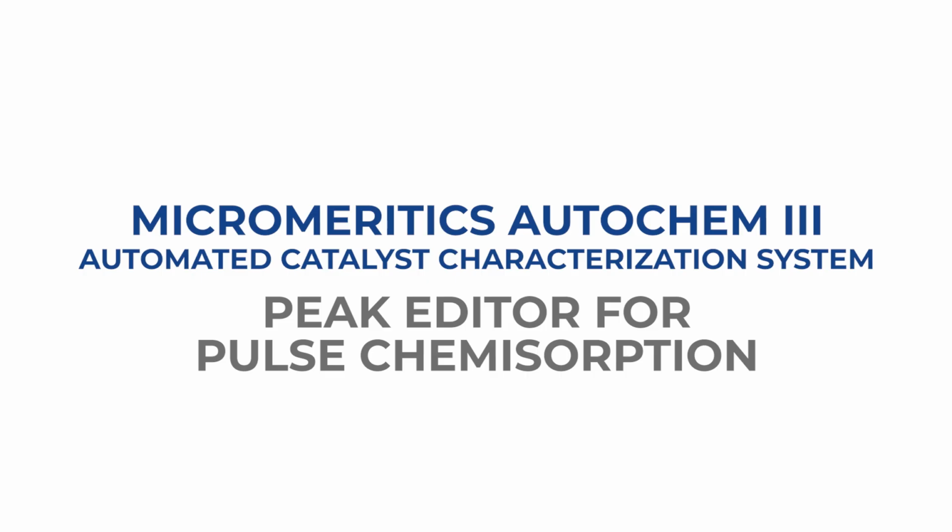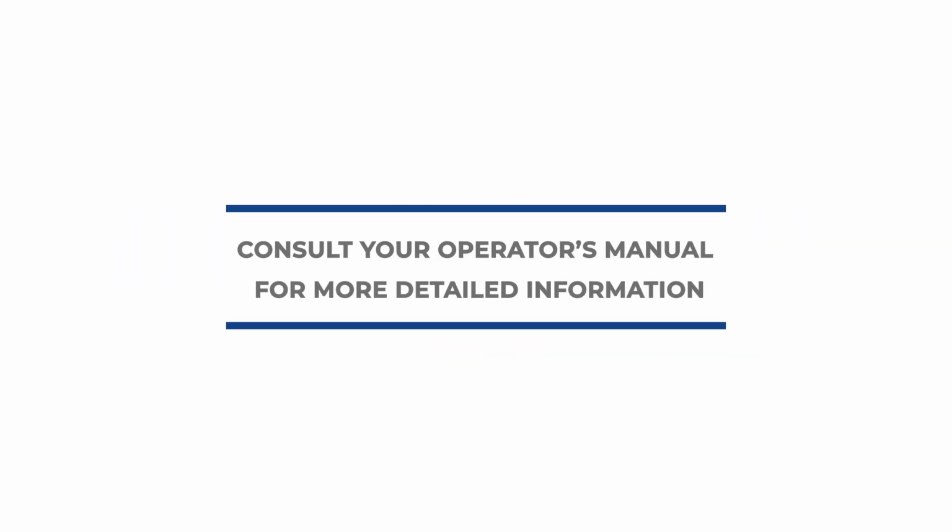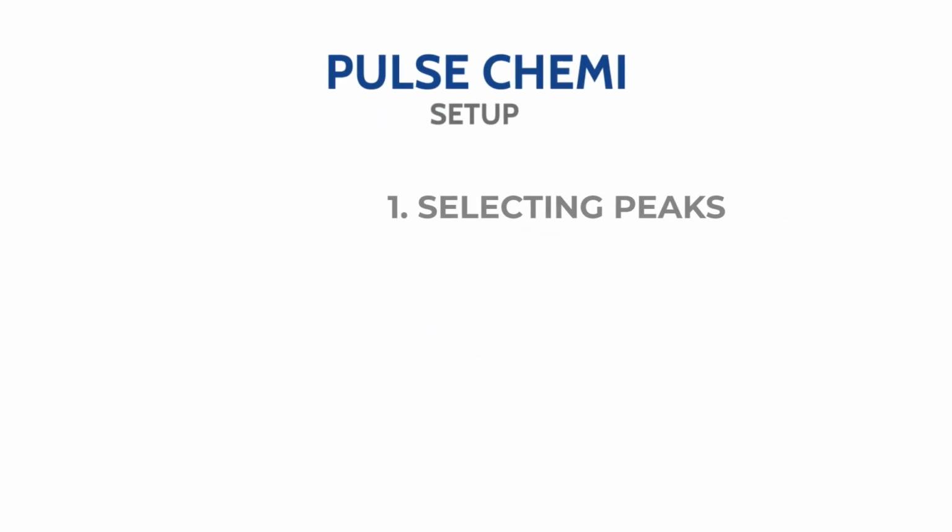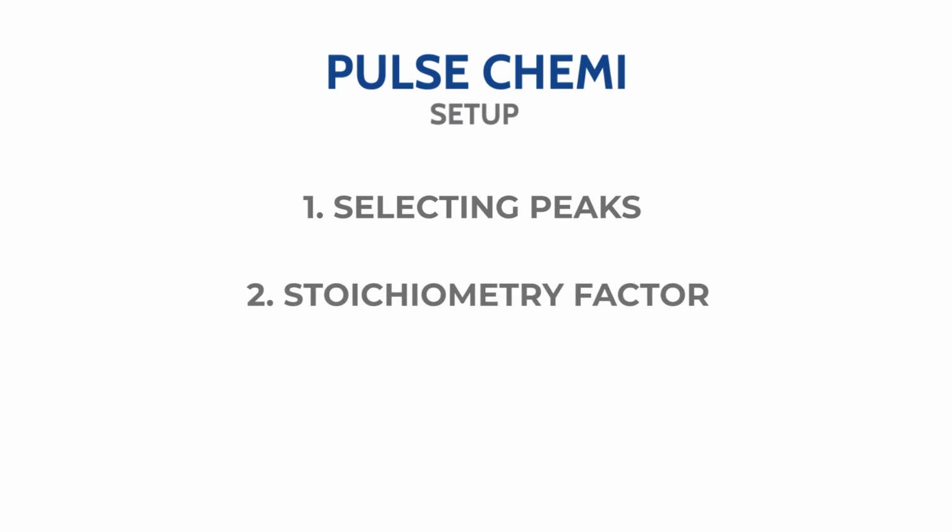This video will show you how to use the peak editor for pulse chemisorption on the AutoChem 3 MicroActive software. Remember to always consult your operator's manual for more detailed information. The following will be covered in this video: how to select peaks, how to enter the stoichiometry factor, and how to enter the active metal information.